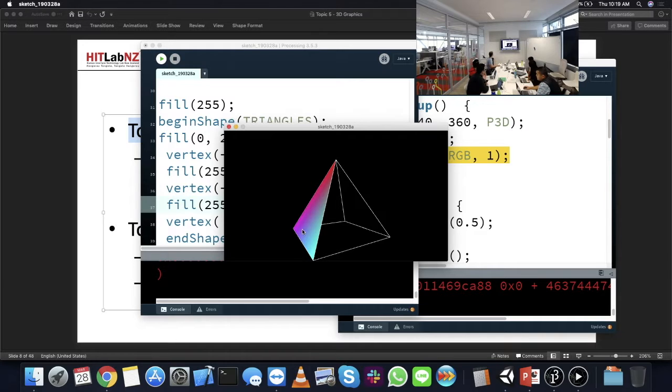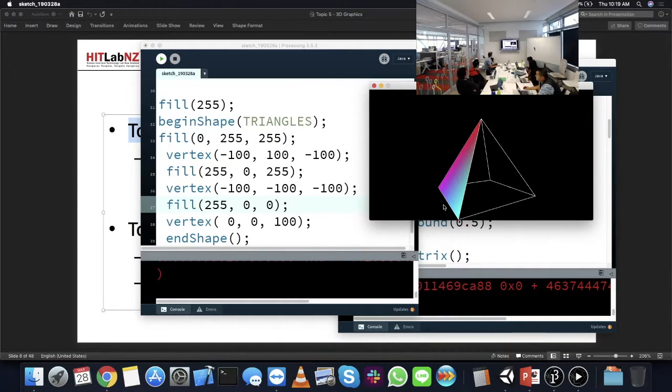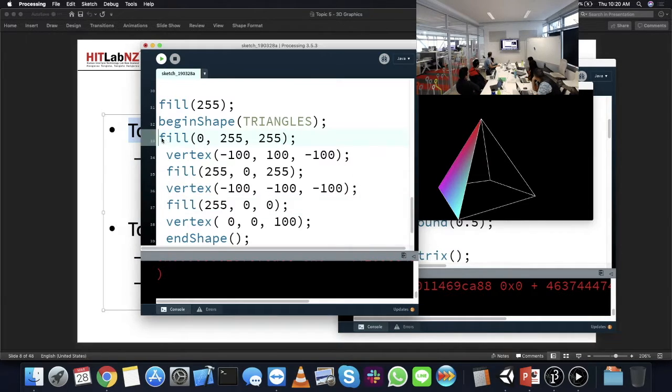So now you can see we've got this one side of the triangle, rather than just being the flat grey colour that we had before by setting fill to 192. Instead we've got this sort of colour which goes from cyan to purple to red. So what's happened here is for each of these vertices, so we have 3 vertices which define the 3 corners of the triangle, we can use fill to specify the colour that that vertex should have.